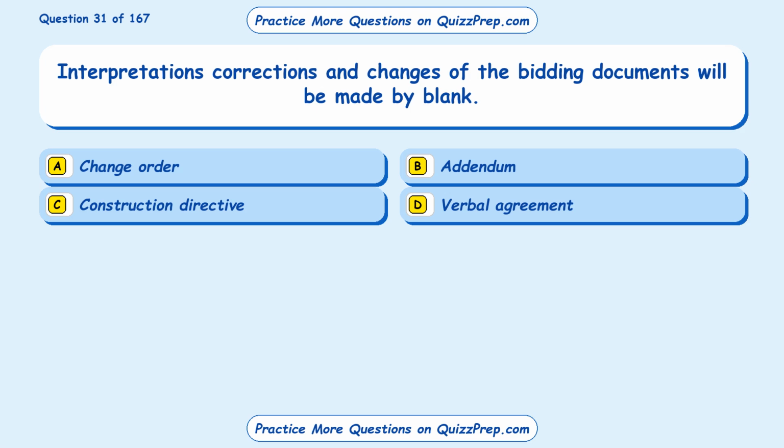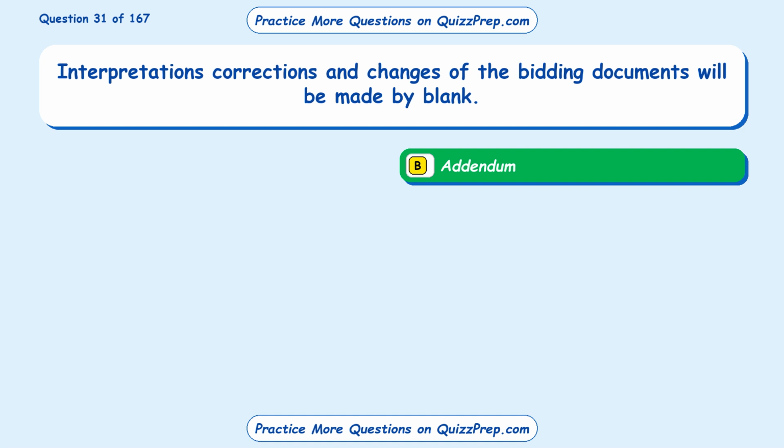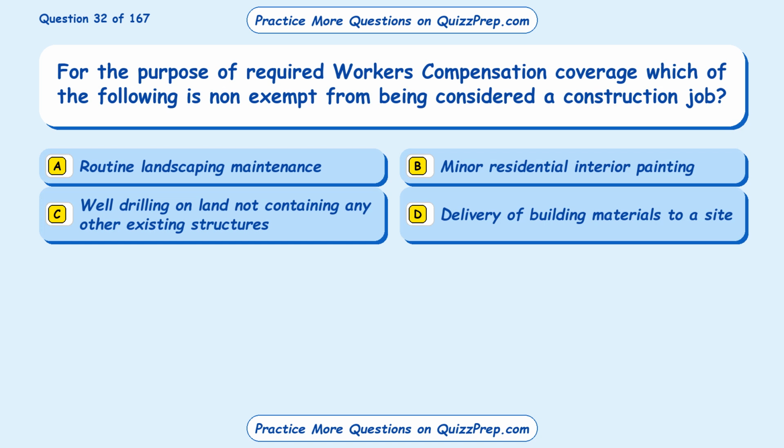Question 31. Interpretations, corrections and changes of the bidding documents will be made by blank. Option A, change order. Option B, addendum. Option C, construction directive. Option D, verbal agreement. The correct answer is option B, addendum.